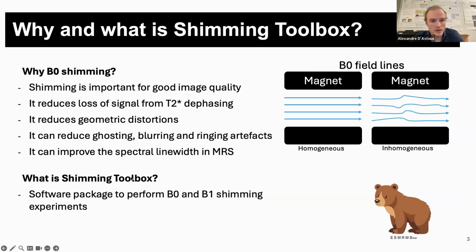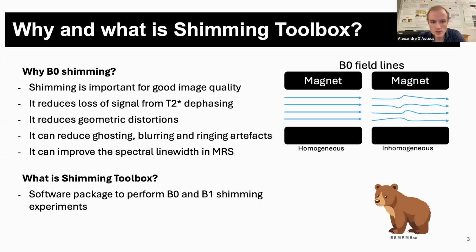So why do we do that? Well, B0 shimming is important because you get good image quality. If you don't have good shimming, then you're just going to get poor image quality. It can reduce loss of signal from T2 star dephasing. It reduces geometry distortions. It can reduce ghosting, blurring, and ringing artifacts, and it can improve the spectral line width in MRS. It can also do many other things, but in general, that's the main points.